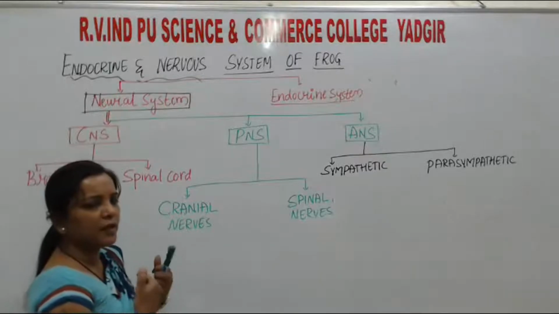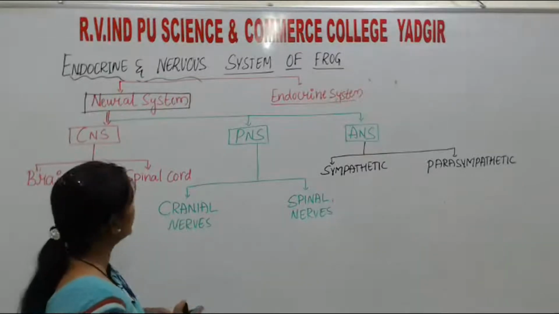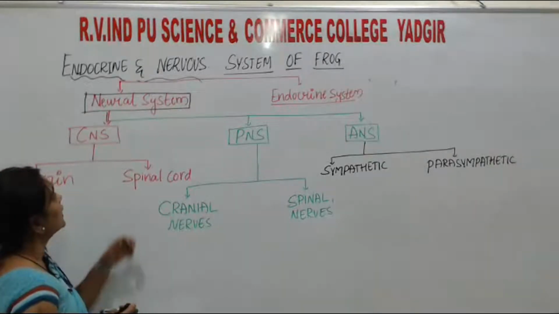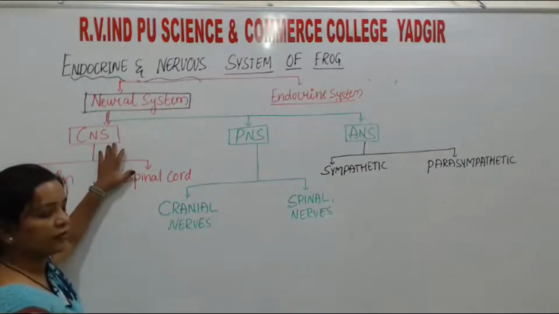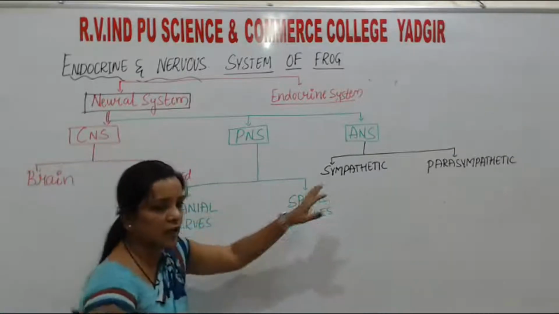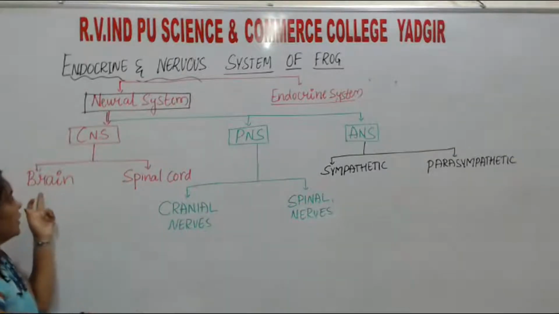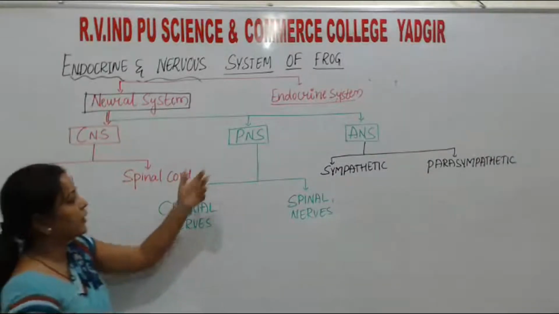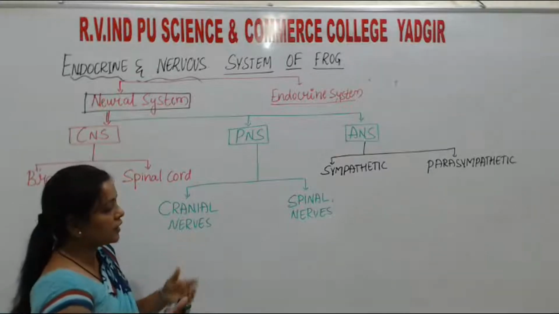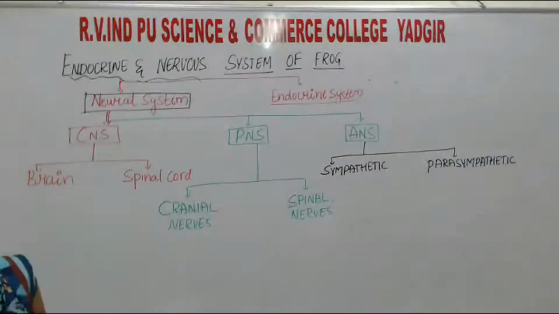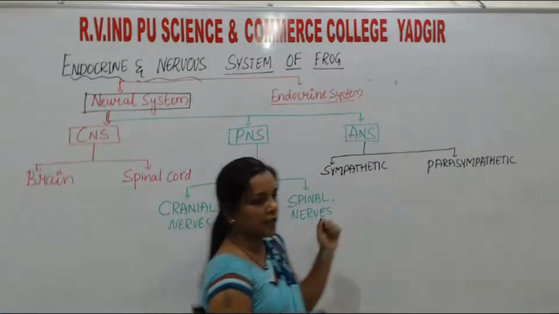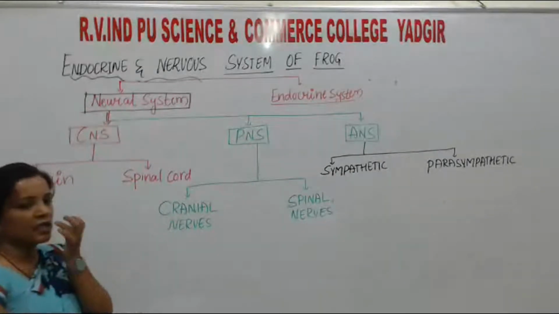The endocrine system is very simple, we have written the different glands, and the brain is also well developed here. The neural system is divided into CNS, PNS, and ANS. The CNS includes the brain and spinal cord. The peripheral nervous system has cranial nerves and spinal nerves. Sympathetic and parasympathetic are present. So: ANS, PNS, CNS.